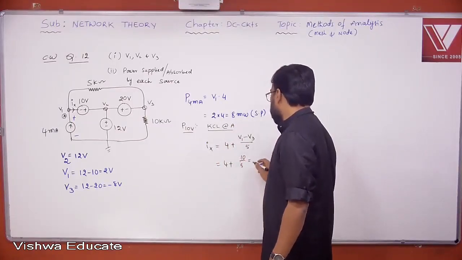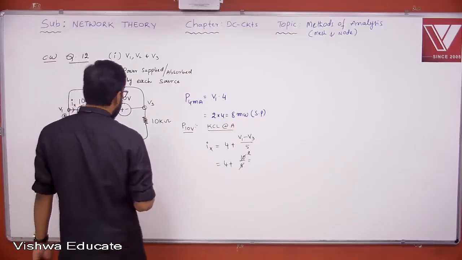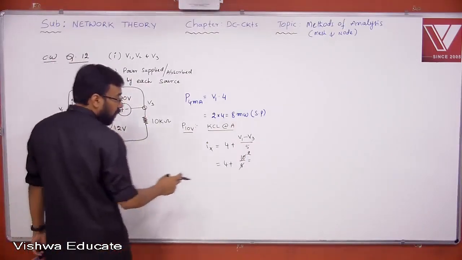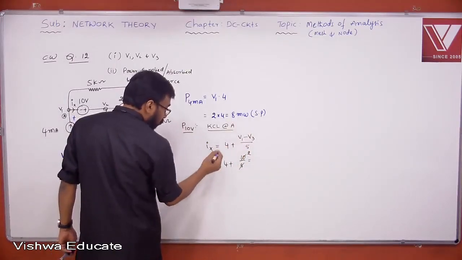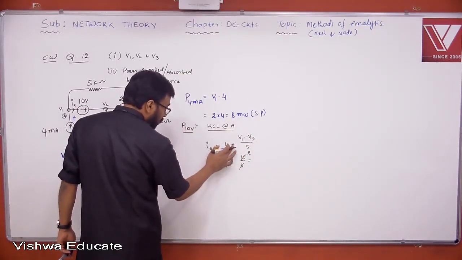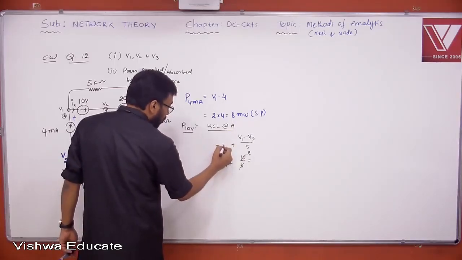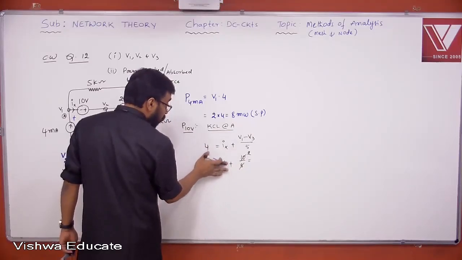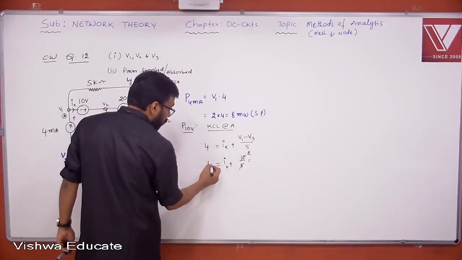Finally you got this. See this, 4 is entering, and Ix is leaving, V1 minus V3 by 5 is leaving. But you have made a mistake here: 4 is entering, but this one is leaving, right? So you can put it like this: sum of leaving, that is Ix is leaving, and 4 is entering. Then Ix, then this is 4 actually here, right?